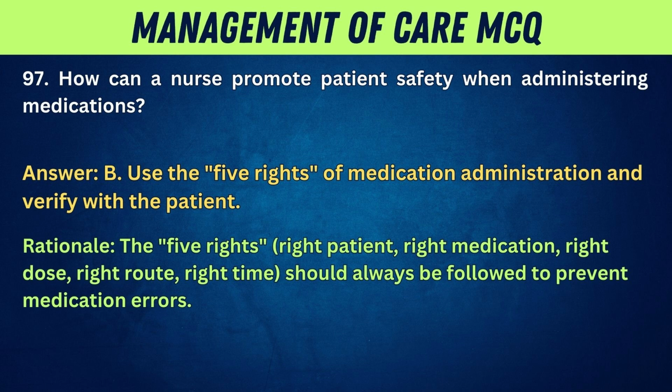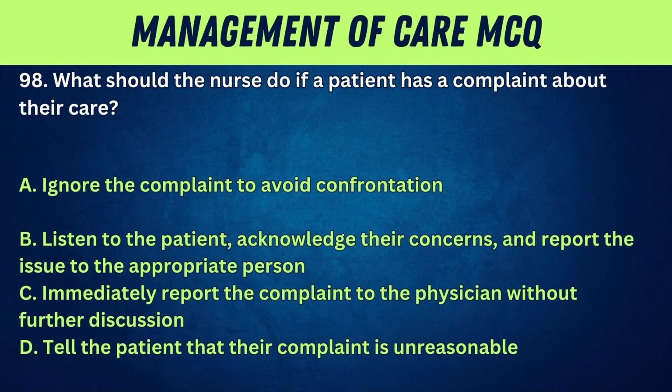Rationale. The 5 rights, right patient, right medication, right dose, right route, right time, should always be followed to prevent medication errors. 98. What should the nurse do if a patient has a complaint about their care? A. Ignore the complaint to avoid confrontation. B. Listen to the patient, acknowledge their concerns, and report the issue to the appropriate person.